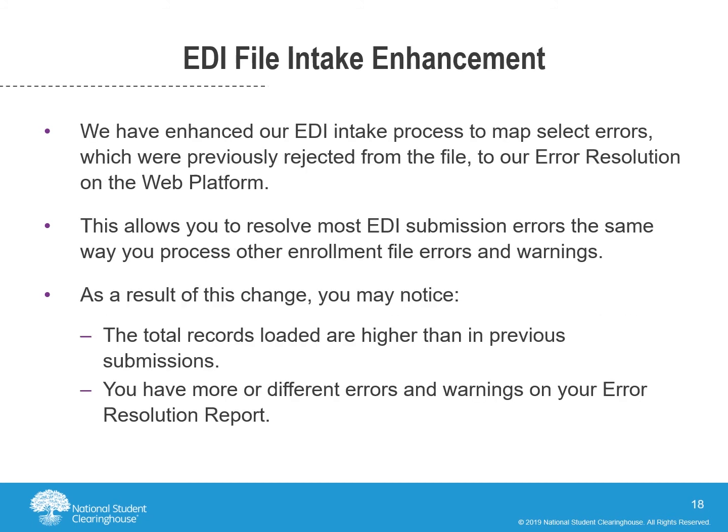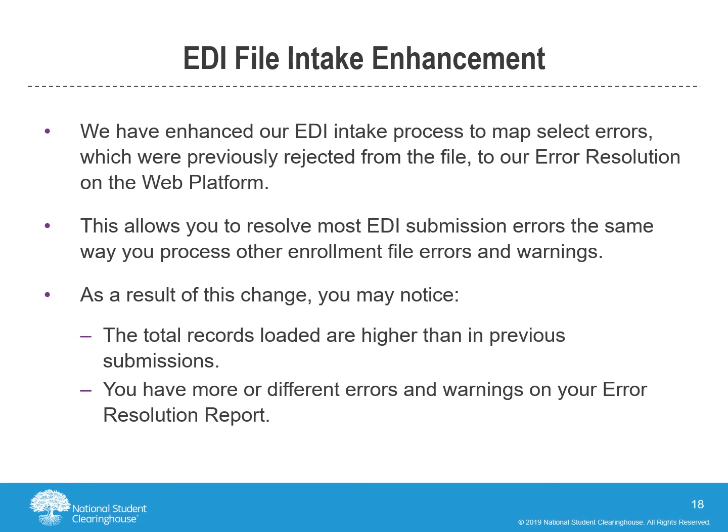In response to requests from many institutions that submit enrollment data in EDI format, the Clearinghouse enhanced its EDI intake process to map select errors, which were previously rejected from enrollment files and are now posted for correction to the Error Resolution Report for review and correction. As a result of this change, you may have noticed the total records loaded are higher than in previous submissions, and you may have more or different errors and warnings on your Error Resolution Report. This allows you to resolve most EDI submission errors in the same way you process other enrollment file errors and warnings.